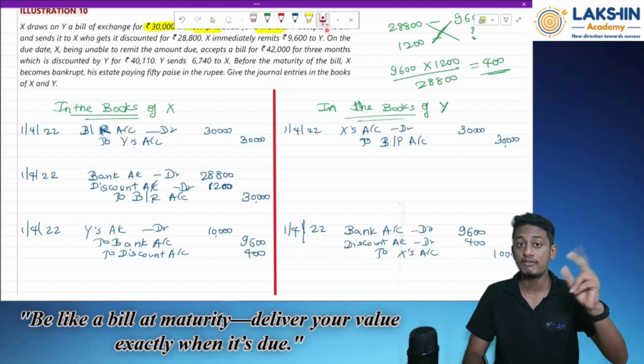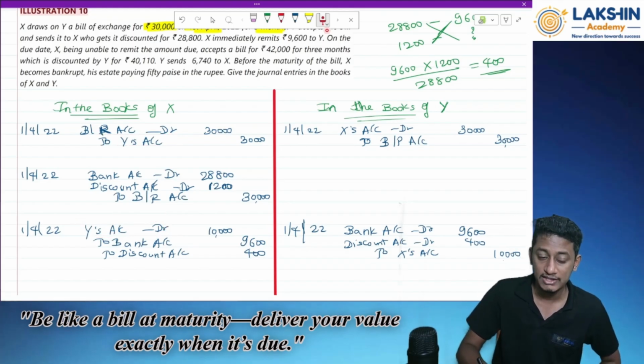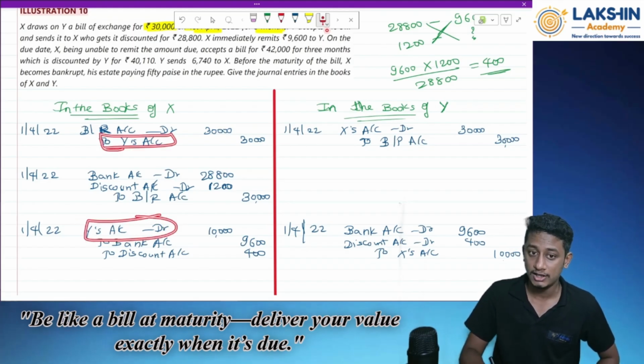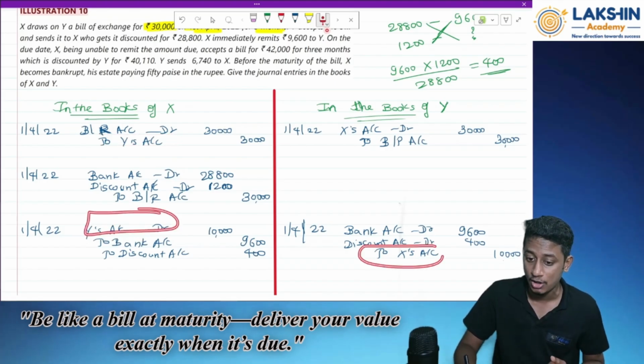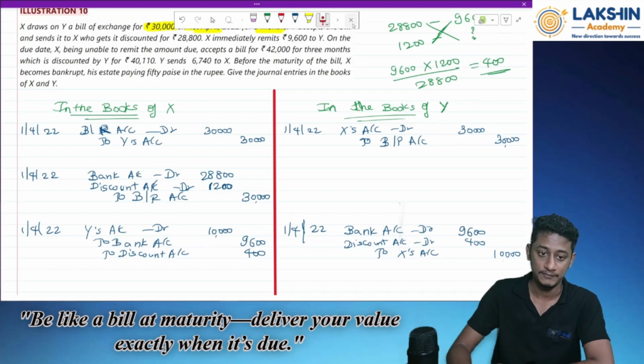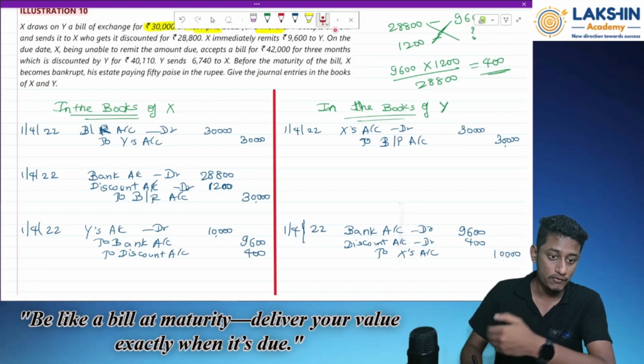Why is X account, and why is Y's account, debited here? Because I am showing a reversal of the previous transaction. Reversal of this transaction I am showing over here. Clear? Because this was a fake transaction, so I am showing the reversals over here itself. Then let's see what happens. Clear with this entry? Let's move forward.